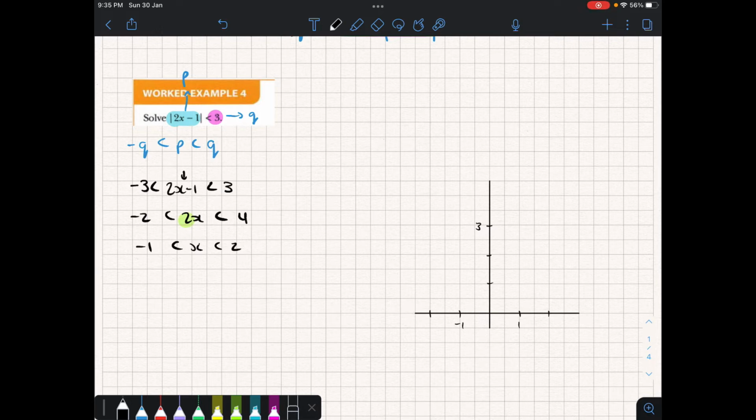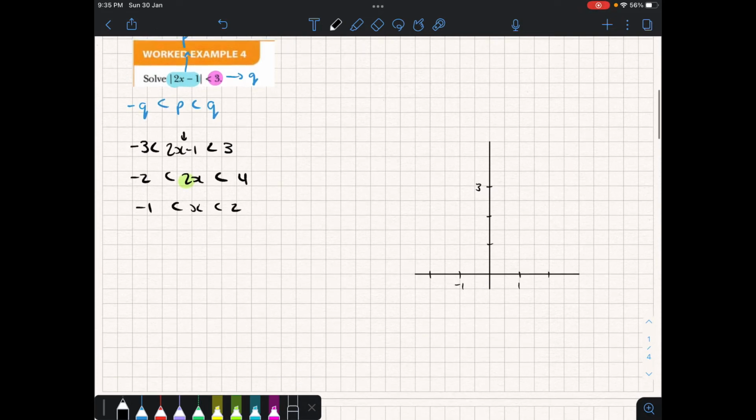Now we can also solve this graphically. And to solve this graphically, what we can do is we can consider this as y equal to the modular 2x minus 1 and y equal to 3. And we want to find out where the one is greater than the other. So we can graph the modular function by saying, well, when x is greater than or equal to a half, the equation remains 2x minus 1. But when x is less than a half, we want to consider minus 2x minus 1.